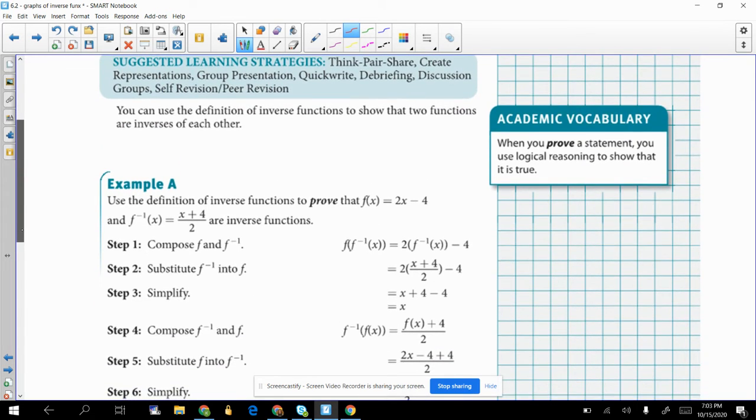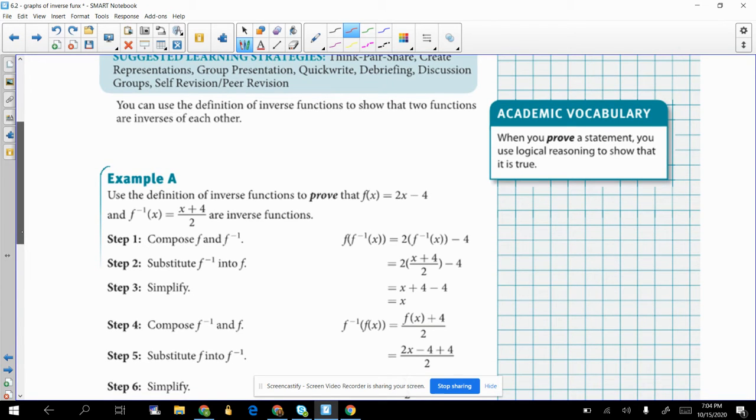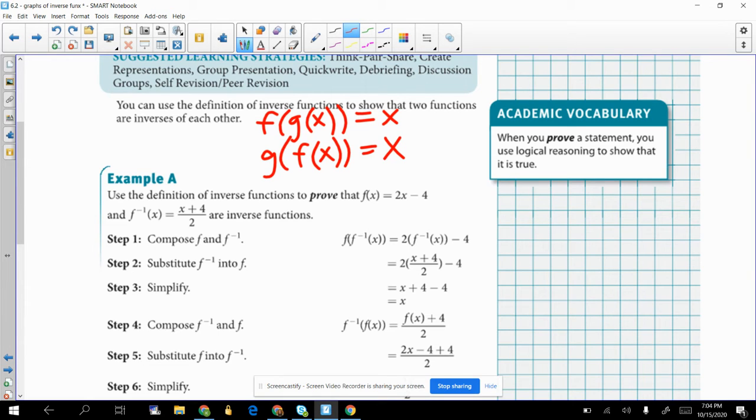Okay. So it says here you can use the definition of inverse functions to show that two functions are inverses of each other. So maybe you remember from the last lesson that two functions are inverses of each other if and only if f of g of x equals x and g of f of x equals x. So basically what that means is that two functions are inverses of each other if you compose them inside of each other and they come out to equal x, both of them.